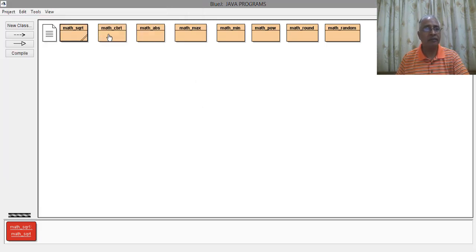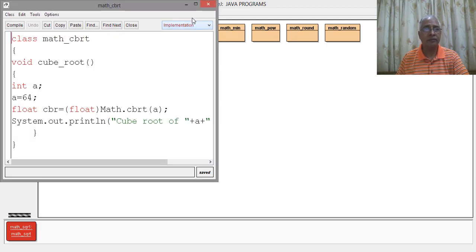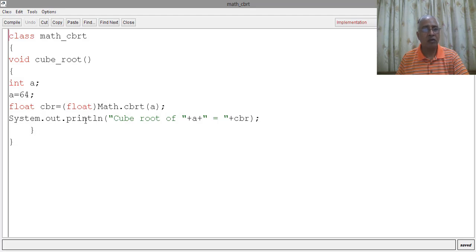Then we come to the second program. This is the second program. Class math cbrt for finding the cube root. Void cube root, this is the function. Int a, again a is equal to 64. Float cbr is equal to float math.cbrt. Here I have taken cbr as the float variable. So again the float variable has been taken. Math.cbrt finds the cube root of a, that is 64. Again we have the formatted output: System.out.println cube root of a is equal to cbr. So the output will be cube root of 64, which is 4.